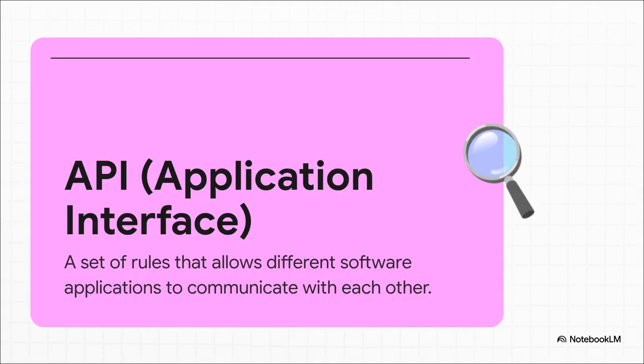But how do they actually talk to each other? Well, they use an API, which stands for Application Programming Interface. Just think of an API as a really strict contract. It's a set of rules and a very specific language that two different systems agree to use so they can communicate without any confusion. It's like a universal translator that makes sure everybody is on the same page.